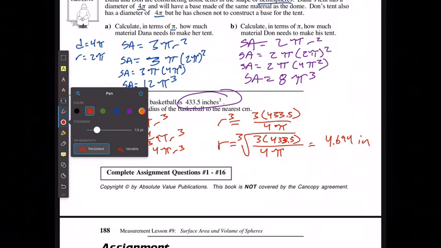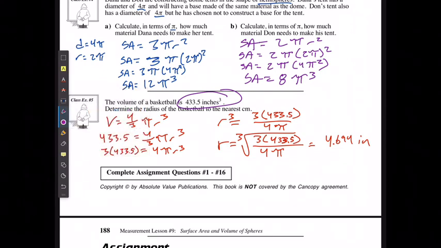I need to convert those inches into centimeters. 4.694 inches over 1 times 2.54 centimeters over 1 inch is going to be 11.92, or to the nearest centimeter, 12 centimeters. Don't forget to check if your units are different. And that's it.